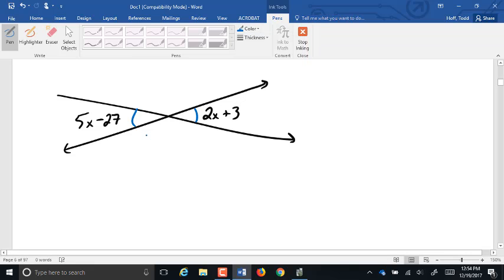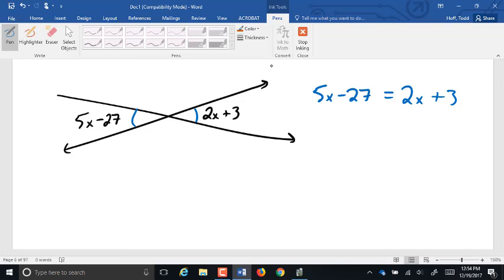I want to find each of those angles. What do I know about the relationship between them? They must be equal. Very good. So 5x minus 27 equals 2x plus 3. Now, before we can solve that, what must we do?